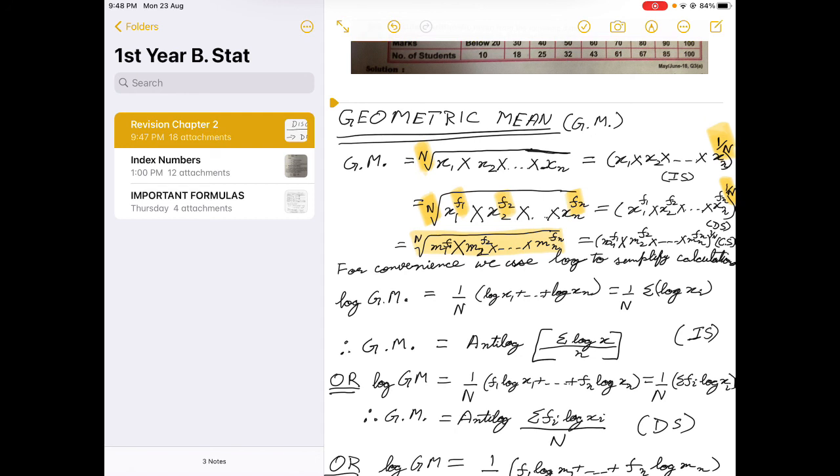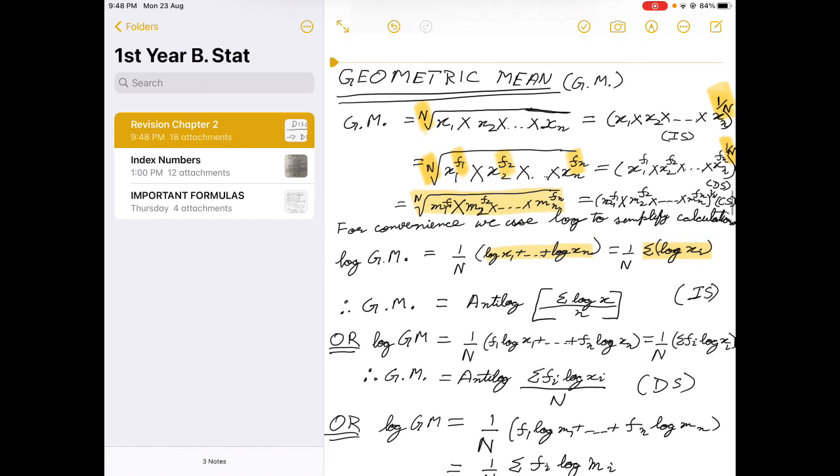So it becomes log x1 plus log x2 plus log x3, and so on until log xn. This we can write in the short form sigma log x. So we are adding all the log values. Now this is for the individual series.